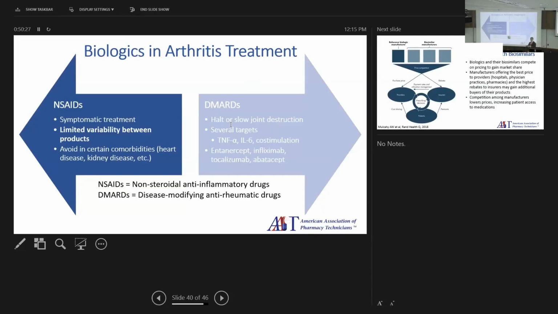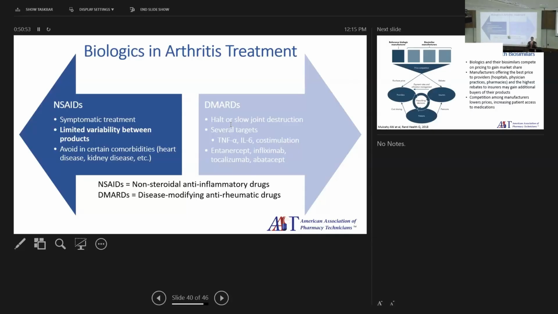But these really treat the symptoms of the inflammatory arthritis, but they don't prevent the progression of the joint destruction or deformity. And there's really not a lot of variability between the products. And we also need to avoid NSAIDs long-term in patients with certain disease states, such as if they have heart disease, kidney disease, if they have bleeding challenges.